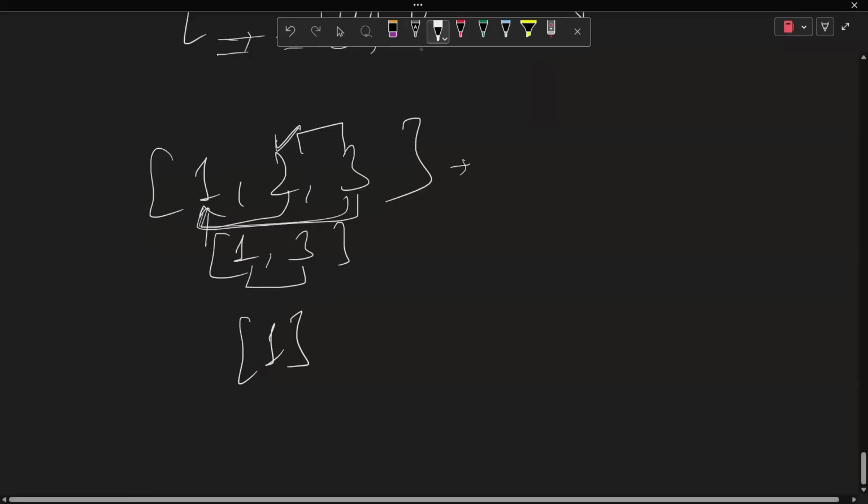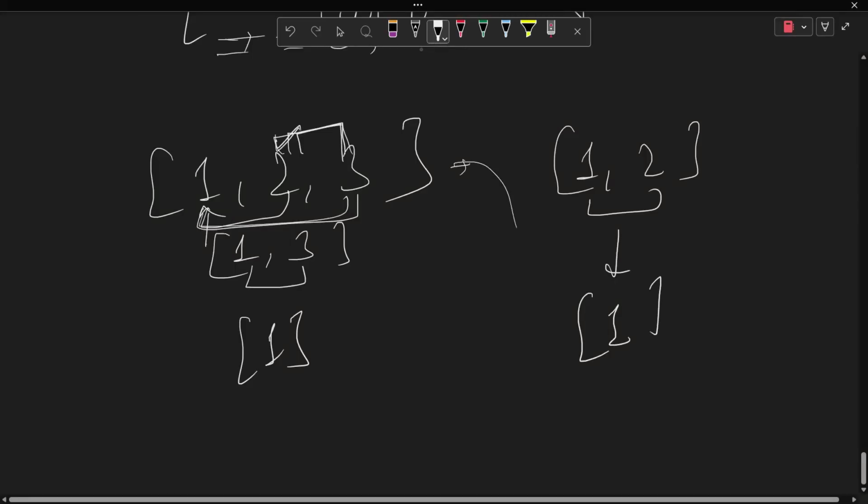Had we picked these two initially, then the median of 2 and 3 is 2, giving 1, 2. The median of these two would be 1. So in both ways we can get 1. So 1 is satisfied for sure, and 2 was satisfied.